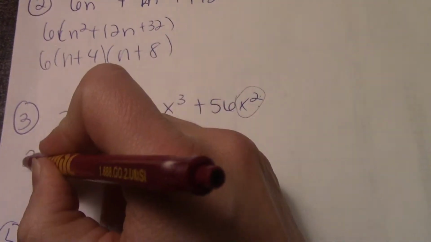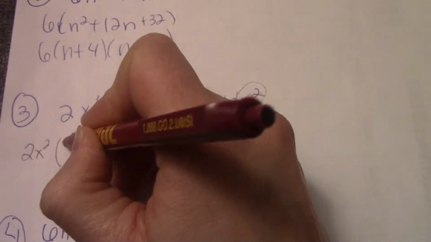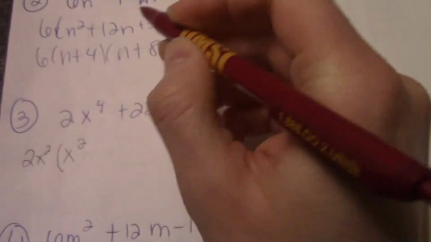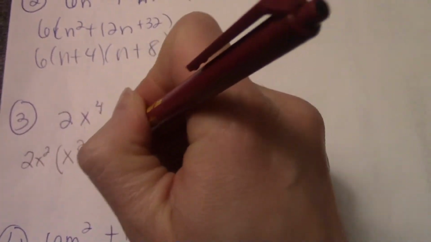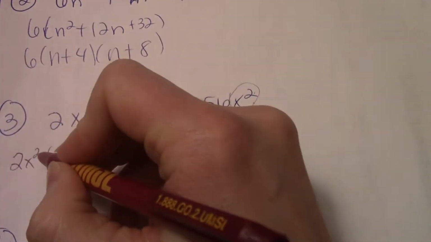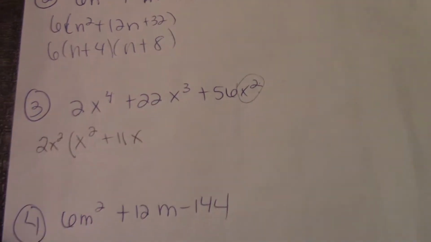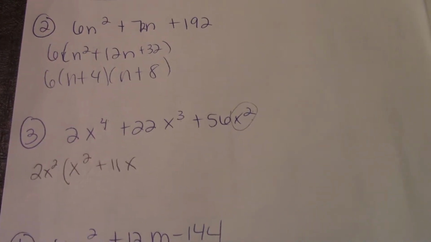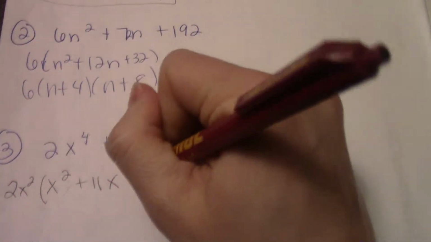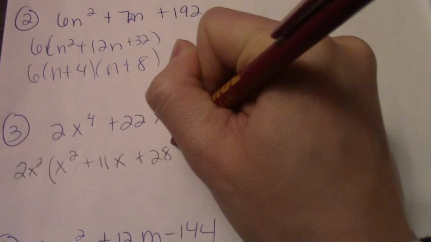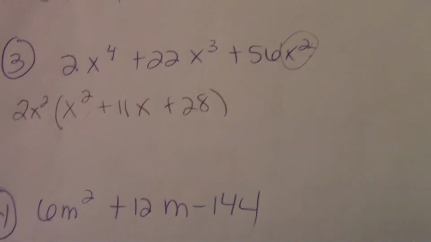So 2 divided by 2 is 1. We have 4 x's, we took out 2, so 2 are left. We have 22 divided by 2, which is 11. We have 3 x's, we took out 2, which means 1 is left. Then we have 56 divided by 2, and that is 28. We took out our 2 x's, so that side is done.